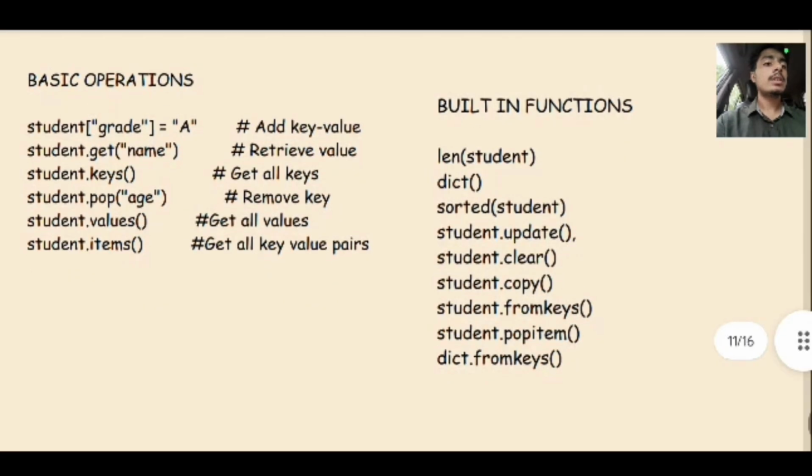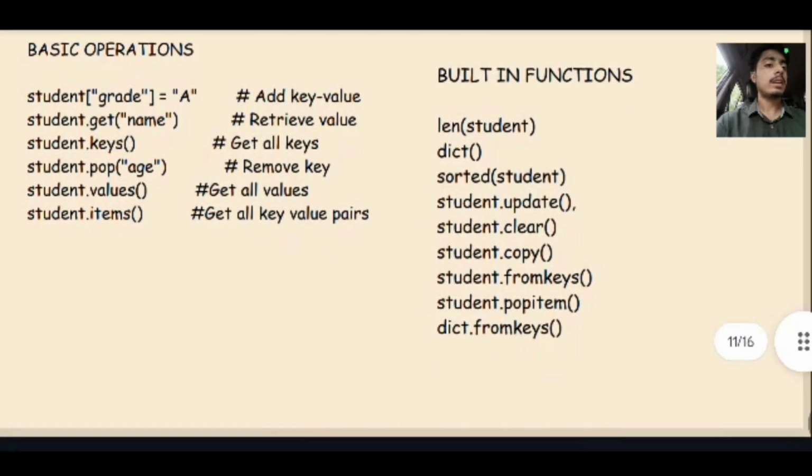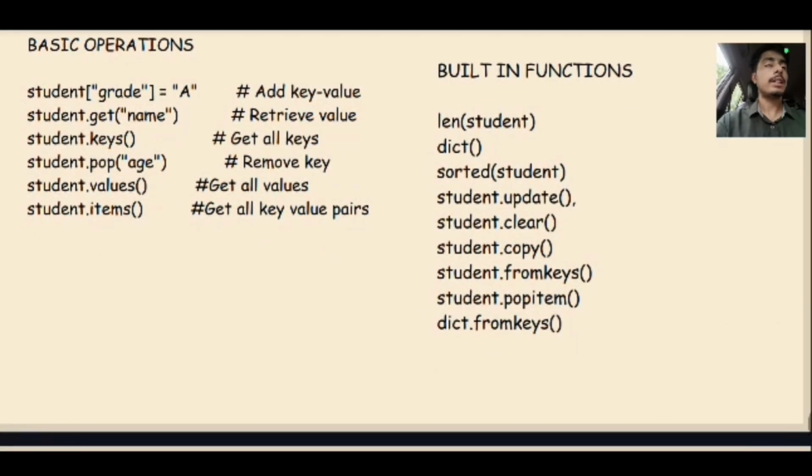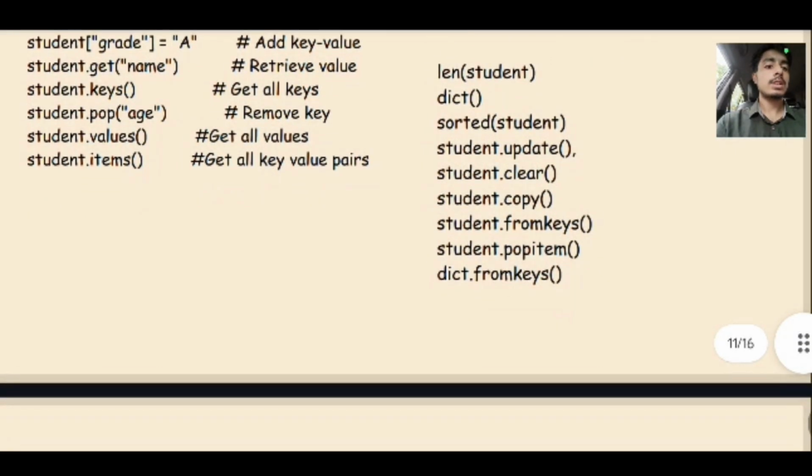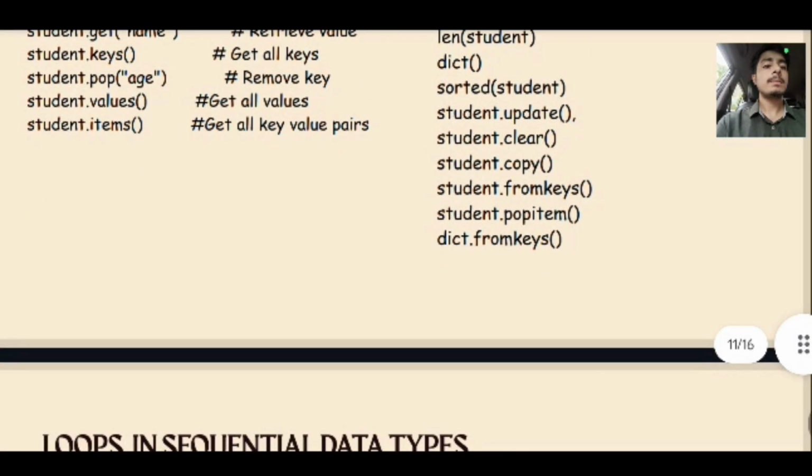Next, we can look at the built-in functions of dictionary. Here len is available, sorted is available, then update. It is used to update the value of a particular key. Then clear is used to remove the elements. Copy is used to create a copy, then from keys, pop item, etc. are there.